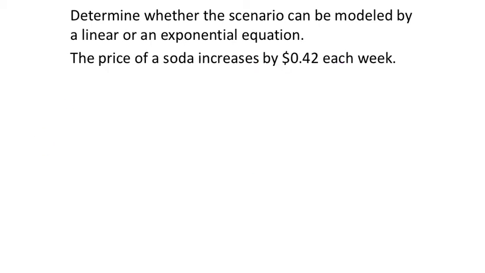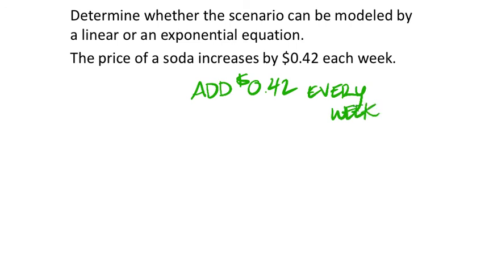That's exponential. For this one, the price of soda increases by 42 cents every week. What that means is that right here, we're going to add 42 cents every week. So in other words, you just keep repeatedly adding 42 cents every week. Well, that makes this one linear.